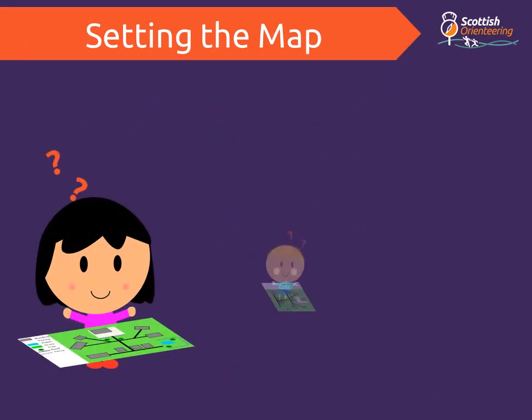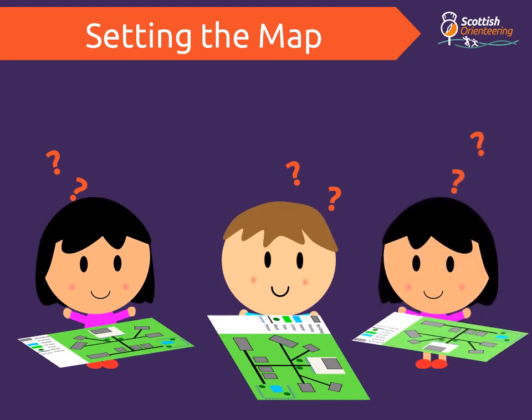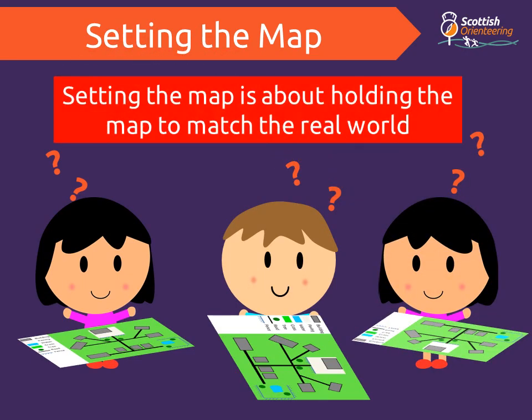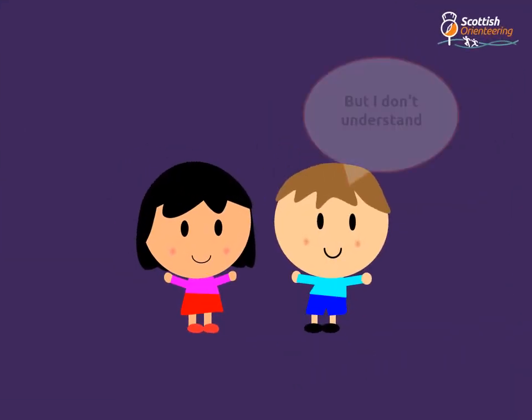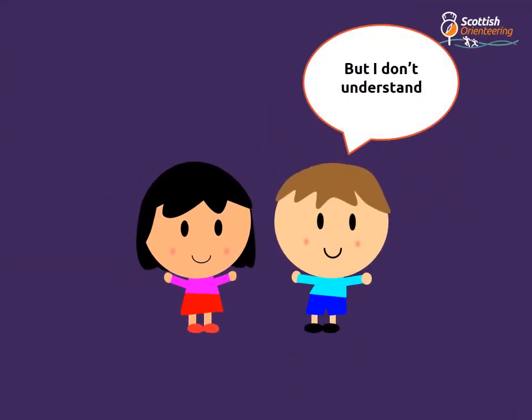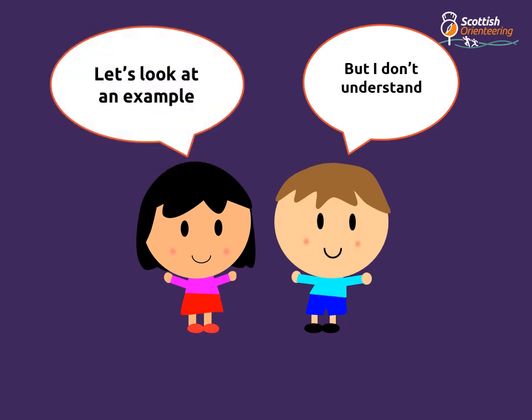Setting the map is about holding the map to match the real world so that things in the real world can be directly related to the map. As this can sound a bit complicated, let's look at an example.